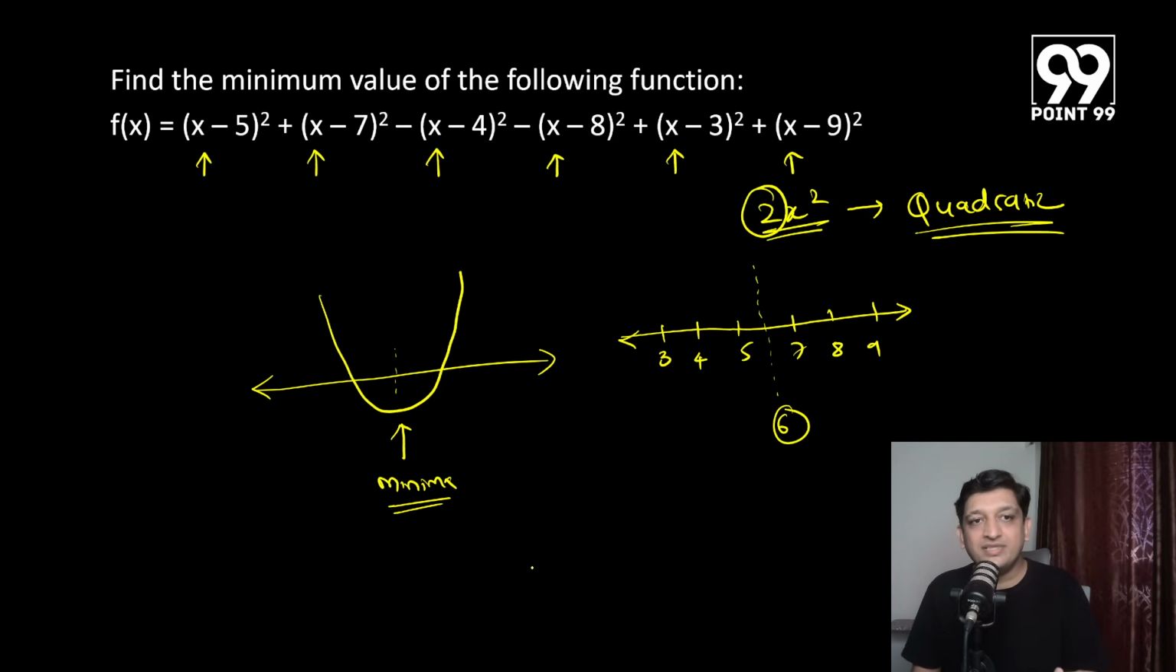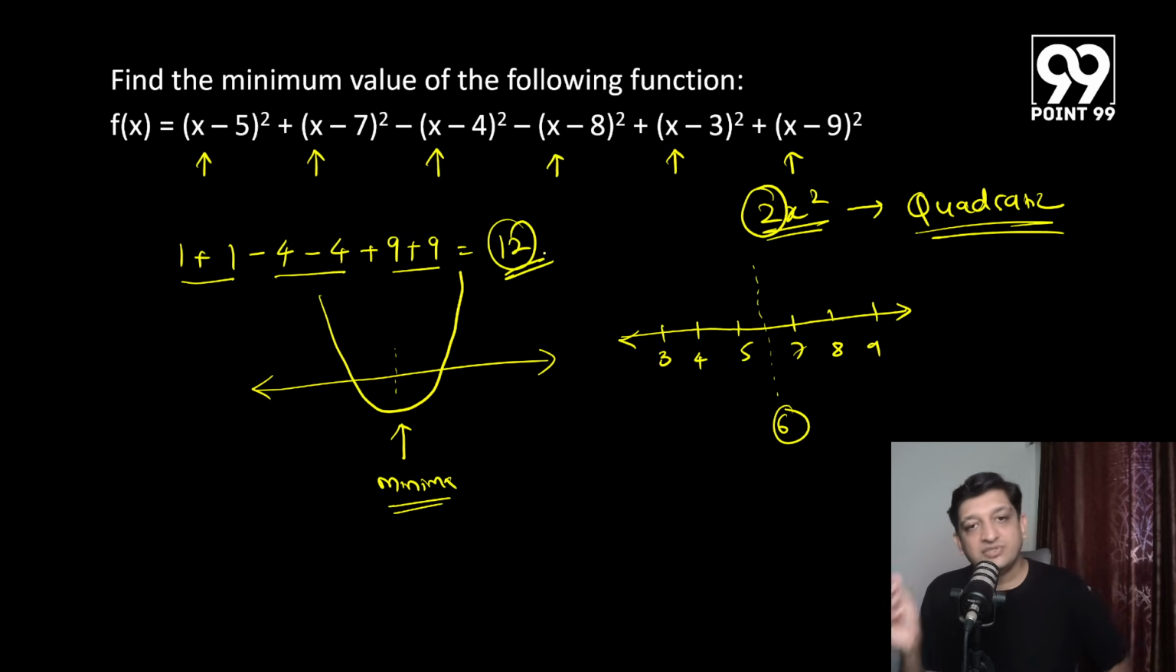What is the minimum value of the function? So what will you get here? 6 minus 5 the whole square, that is 1, plus 6 minus 7, 1 square, that is 1, minus 6 minus 4, that is 2 square is 4, 6 minus 8, again 2 square is 4, plus 6 minus 3, that is 3 square will be 9, and 6 minus 9, minus 3 square will again be 9. So you are going to get a total of 1 plus 1, that is 2, 2 plus 18, that is 20, 20 minus 8, which will be equal to 12. So the correct answer is 12.